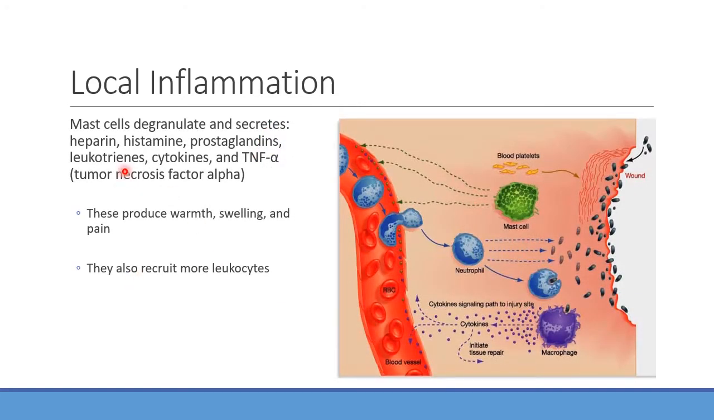Okay, I mentioned the mast cells are going to be degranulating. They're releasing vesicles full of inflammatory mediators, and we're going to see things like heparin. We mentioned, what does heparin do?